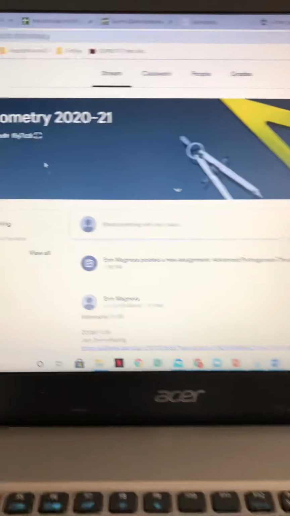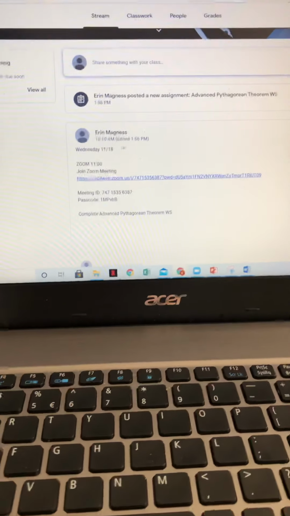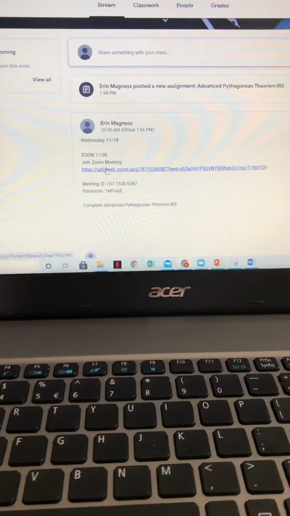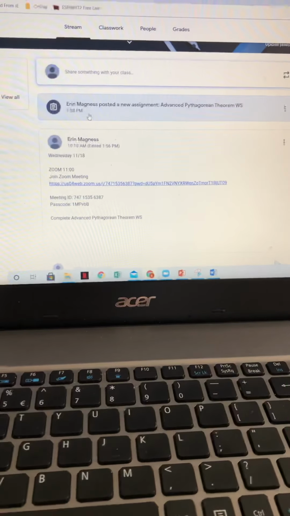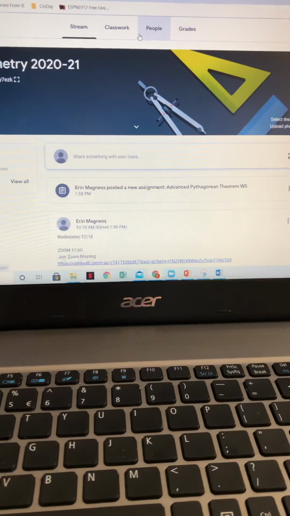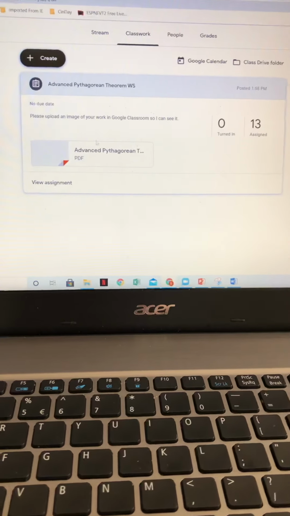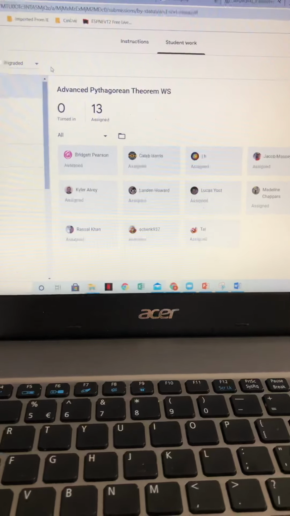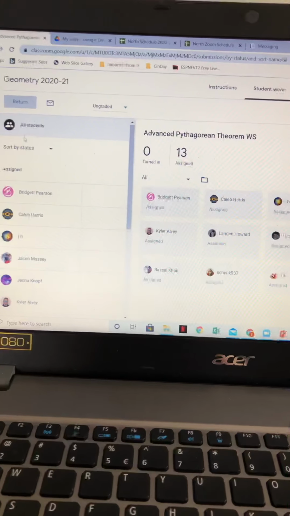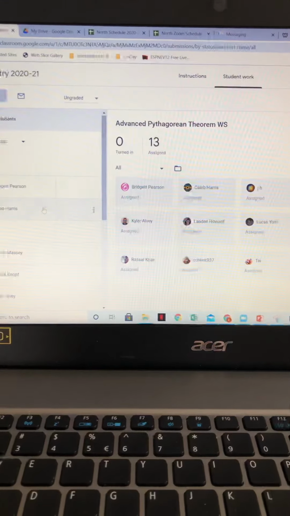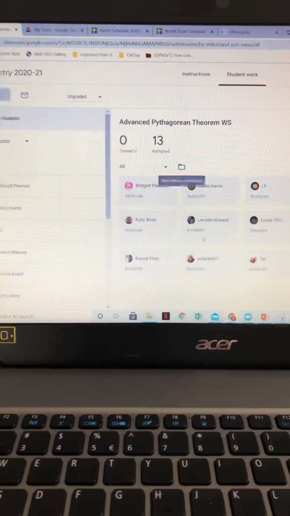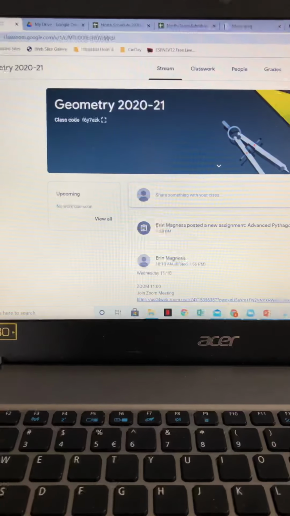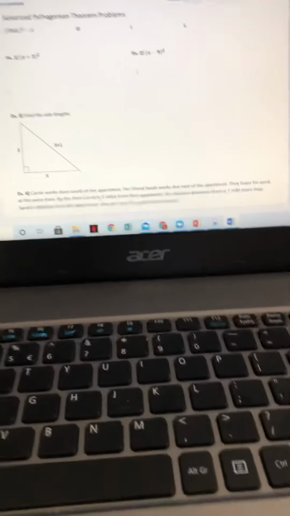Here's geometry, here's your class, and then I'm gonna post for you when we can have Zoom. So today, Zoom, Wednesday 11/18, here's the Zoom meeting link. And then right above it's the assignment, Advanced Pythagorean Theorem. You could also go to classwork and click on this assignment. And I want you to turn it in here so I have all of your stuff in one place. That would be wonderful. So if you could just take a picture of your assignment and upload it onto the classroom.